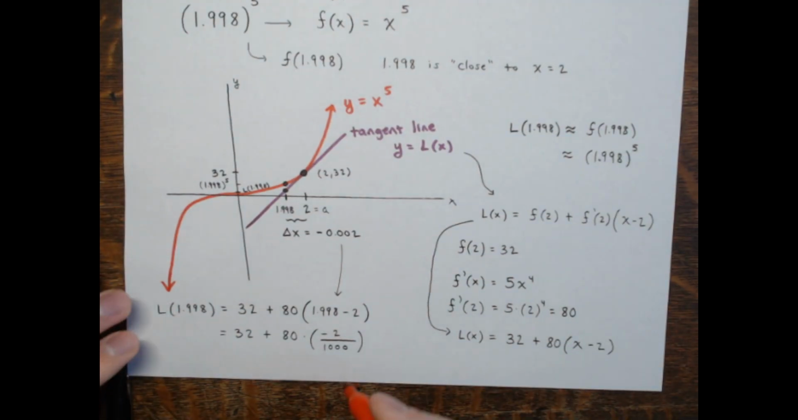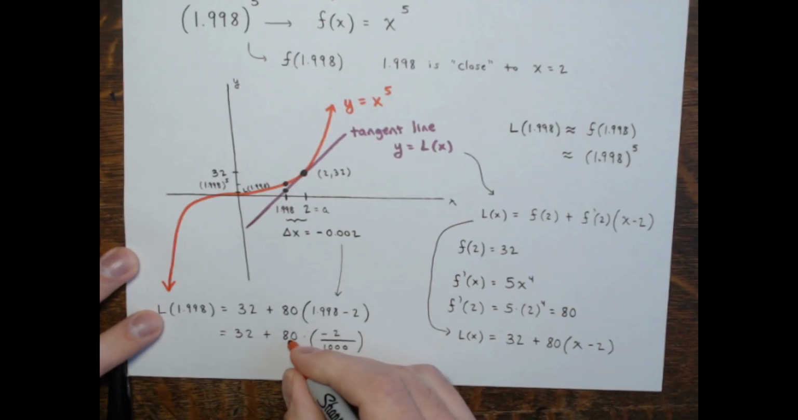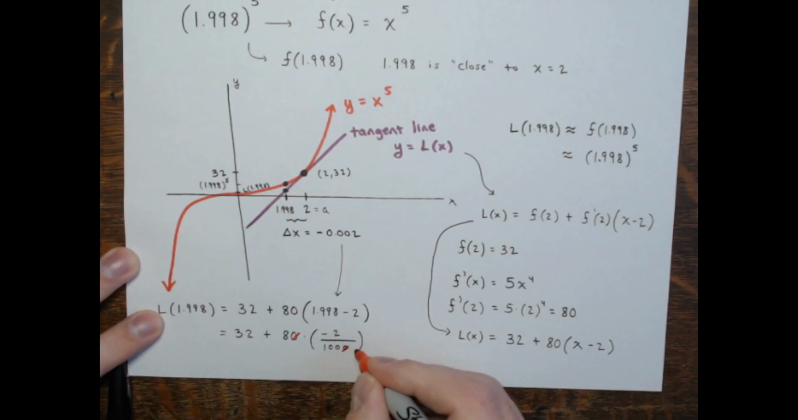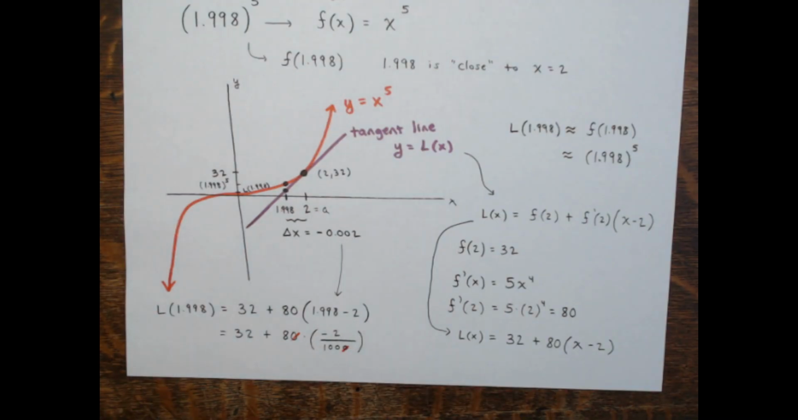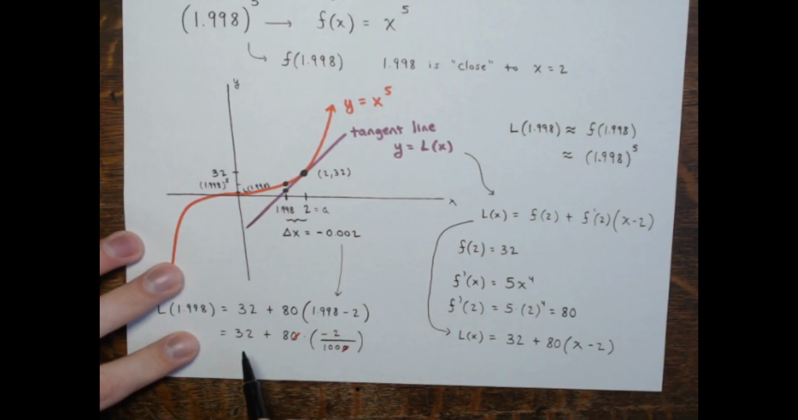Do a little simplification here. This is 8 times 10, so this is 100 times 10, so one of the zeros goes away. And then 8 times negative 2 is negative 16, so this is 32 plus negative 16 over 100, which if you want to go back to decimals would be 32 plus negative 16 hundredths, negative 0.16, which when I subtract these will be 31.84.